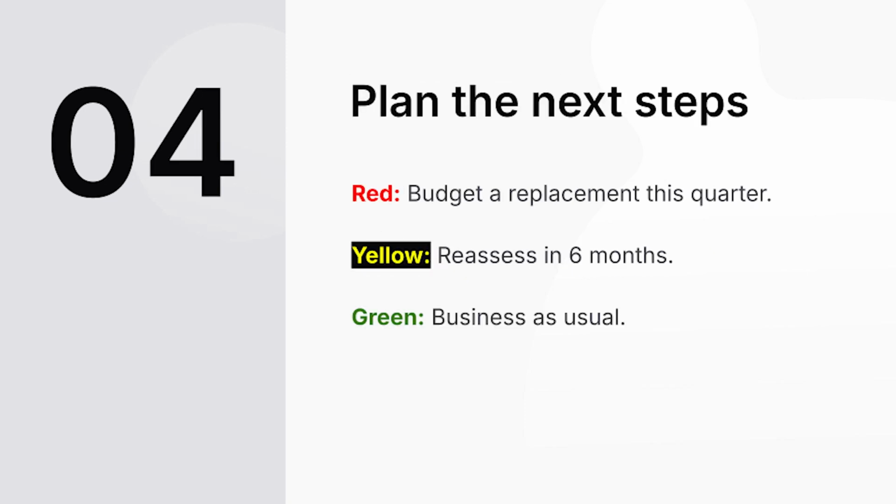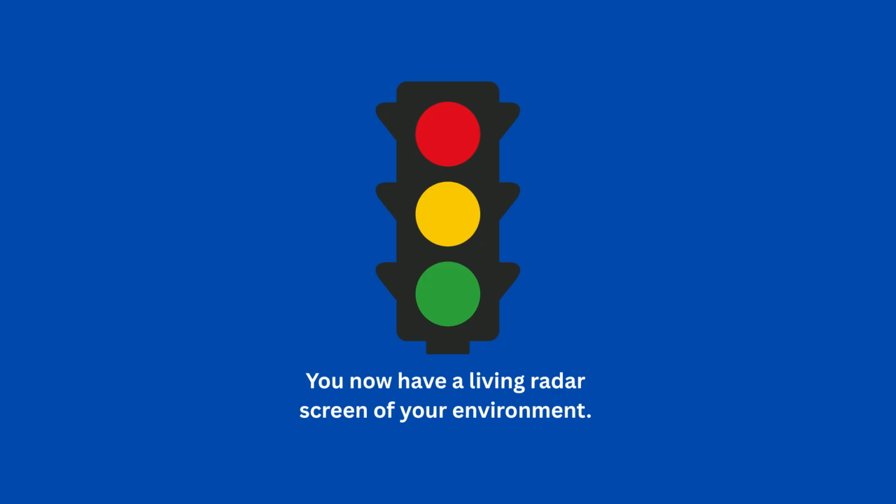Step 4. Plan the next steps. For assets marked red, you can budget a replacement this quarter. For assets marked yellow, you can reassess in 6 months and plan a refresh if issues grow. And for assets marked green, business as usual. The magic here is that you now have a living radar screen of your environment, one that helps you proactively budget and schedule replacements instead of reacting to failures.